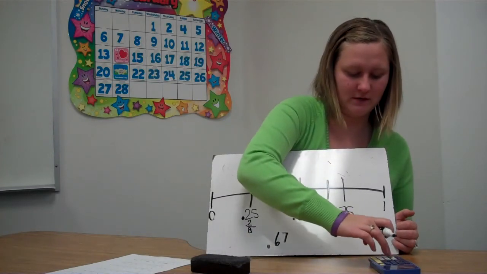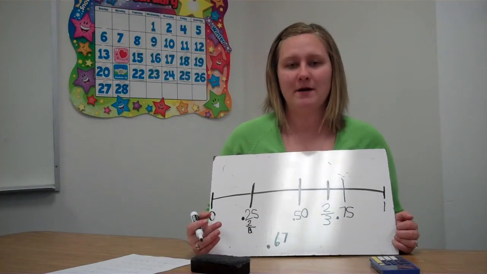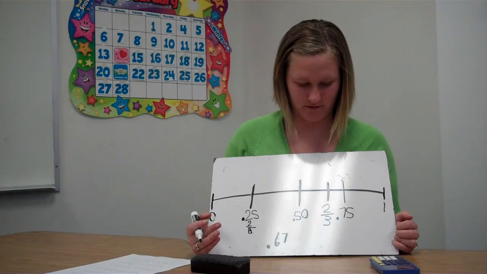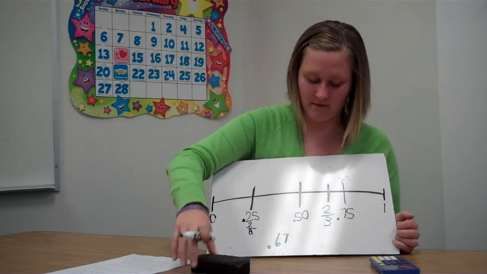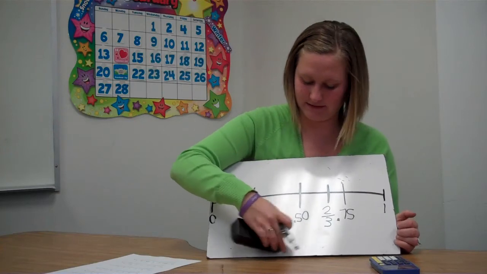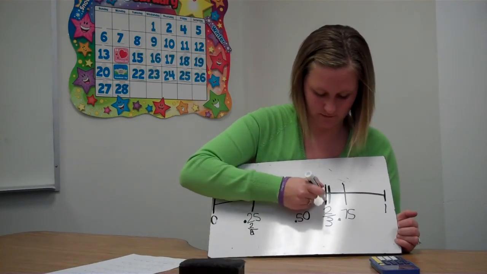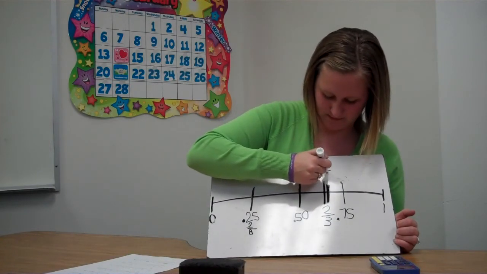Okay, our next one is 9/15. Again, put it into your calculator, change it to a decimal. It's easier to put them in a number line if you change them to a decimal. So it's 0.6. Okay, well we know this one was 0.67 and the other one is 0.6. So it's going to be really, really close. Okay, and this one is 9/15.